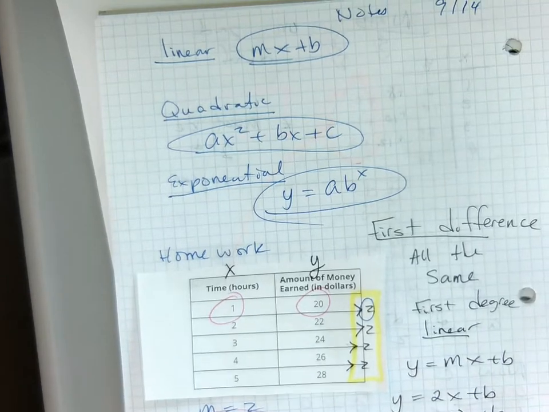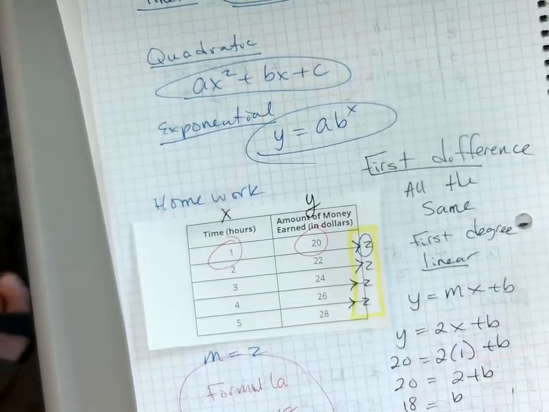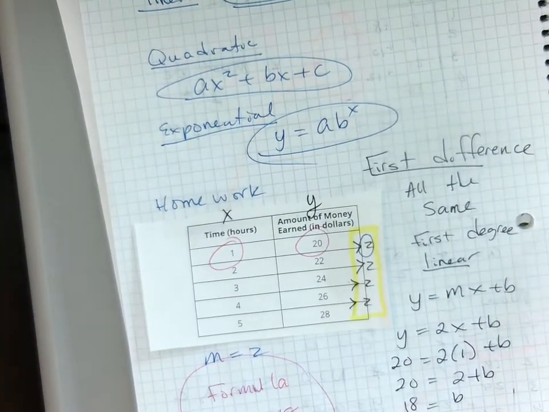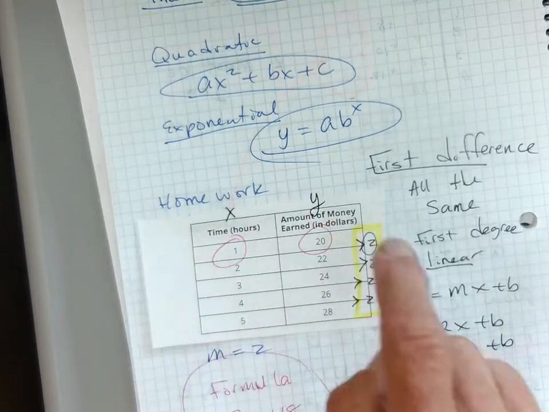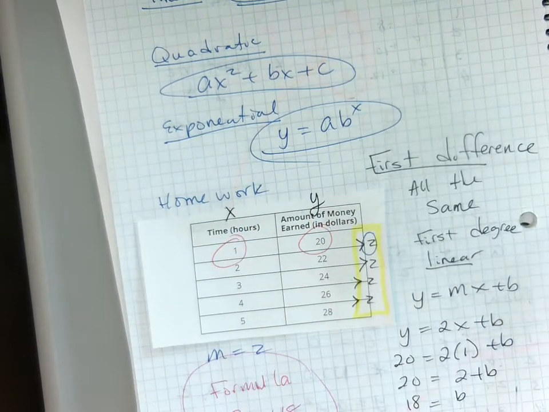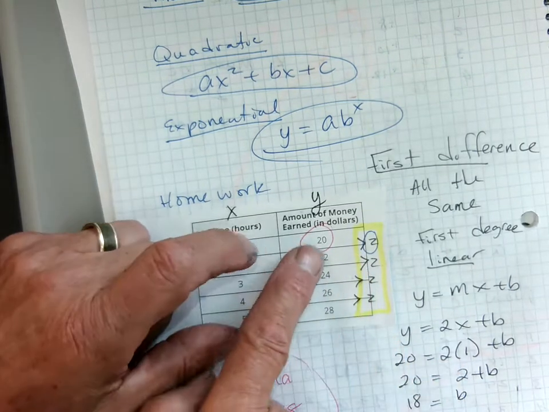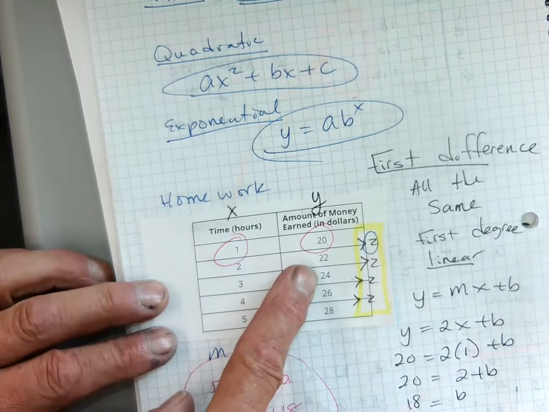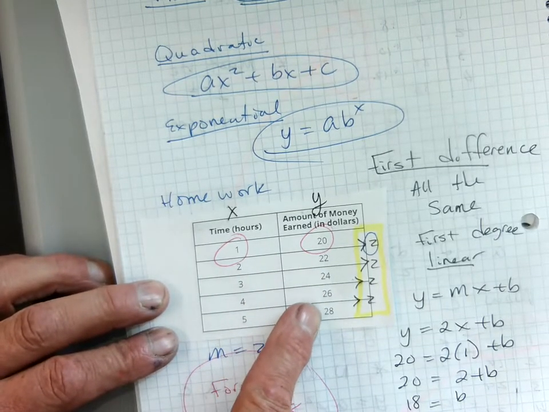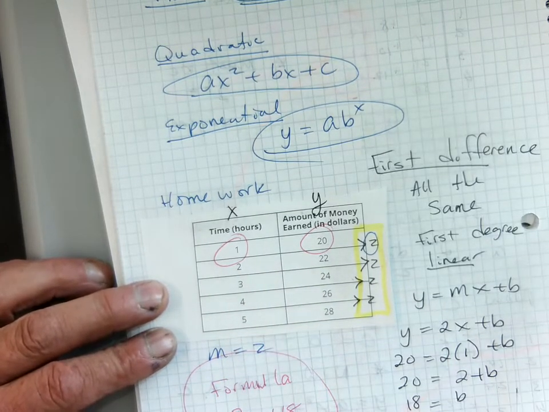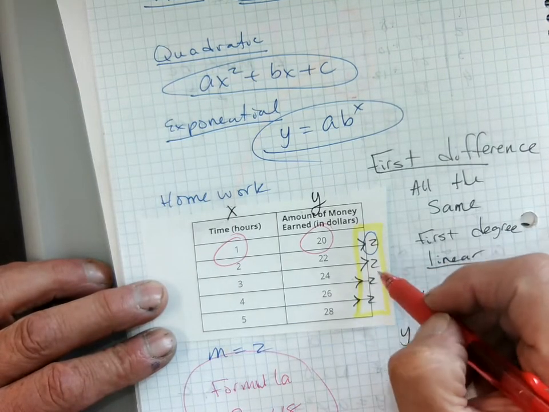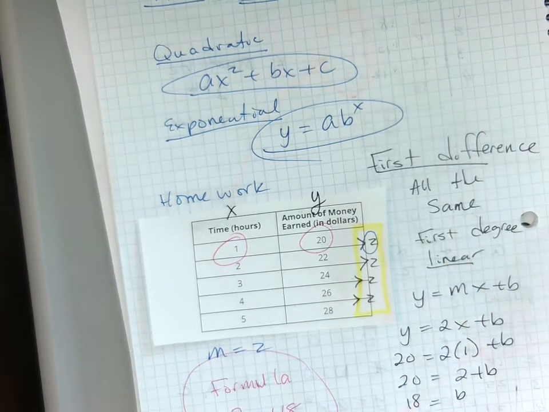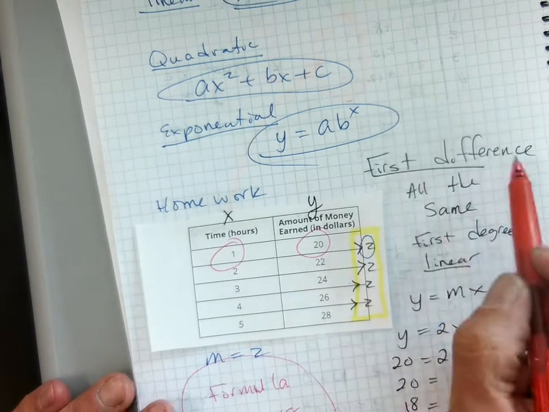So I took the problems off the homework, and I started with the first one this time and amount in monies. And what I'm looking for is differences. When we talk about differences, we say, okay, what's the difference between 20 and 22, 22 and 24, 24 and 26, 26 and 28? So we notice that it goes up by 2, up by 2, up by 2, up by 2. So the first difference is all the same.